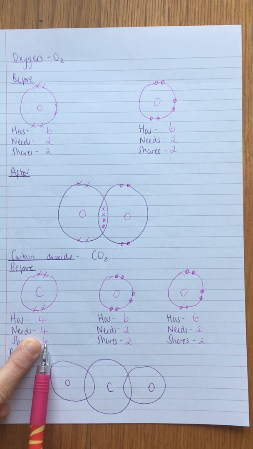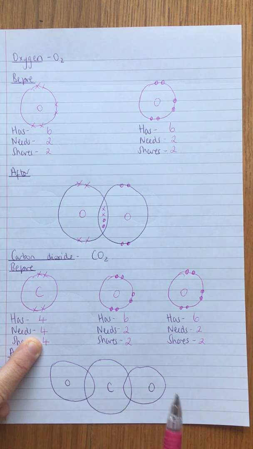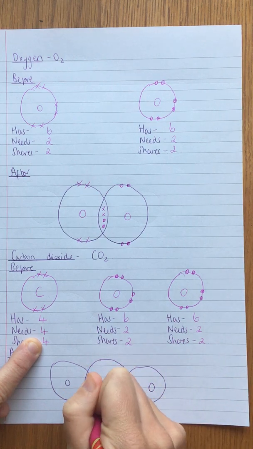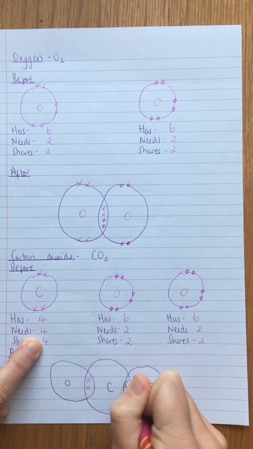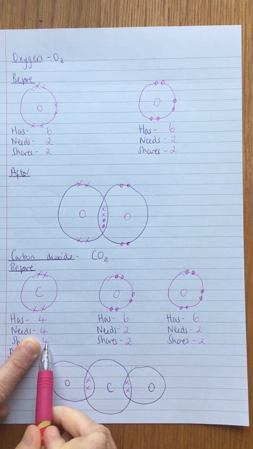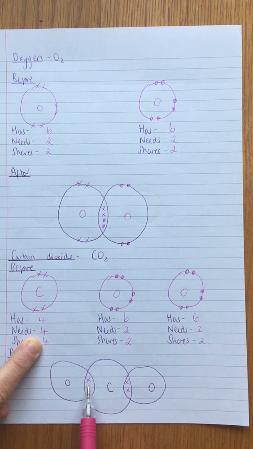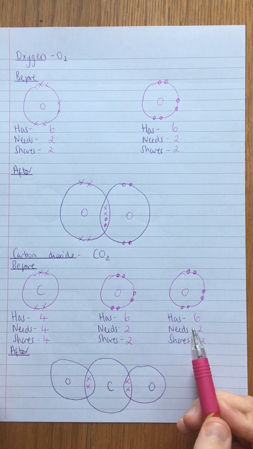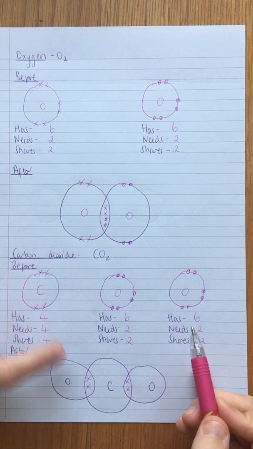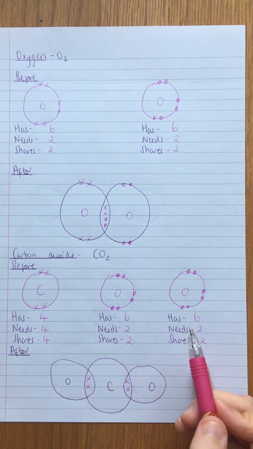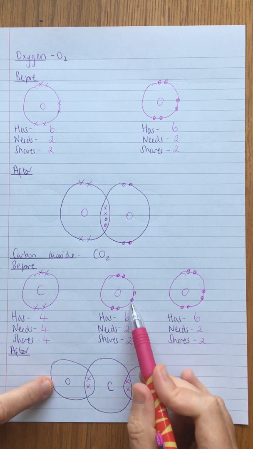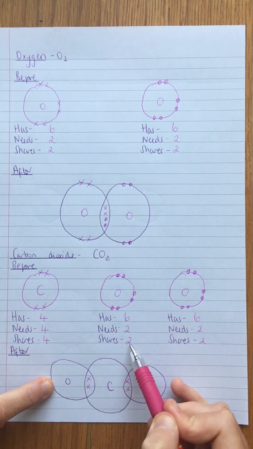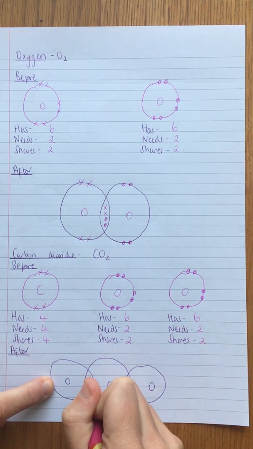So it needs 4, it's got 2 overlaps. So what we're going to do, we're going to put 2 in that one and 2 in that one. So it needs 4, so it's shared 4 overall, and it's put 2 in each overlap. It actually doesn't have any left. 1, 2, 3, 4, 1, 2, 3, 4. So carbon's done. Right, this oxygen here then needs 2, shares 2. So it puts 2 in the overlap.